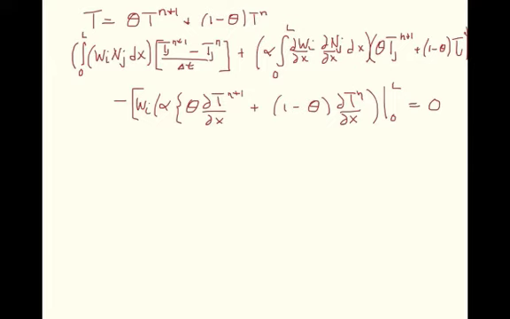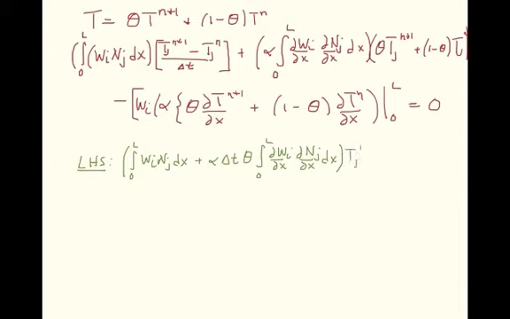So what I would like to do is rearrange this so that my left-hand side will be the integral from 0 to L of Wi Nj dx plus alpha delta t theta times the integral from 0 to L of dWi/dx dNj/dx dx, times Tj n plus 1, minus theta delta t Wi alpha dT n plus 1 dx from 0 to L. There's our left-hand side.